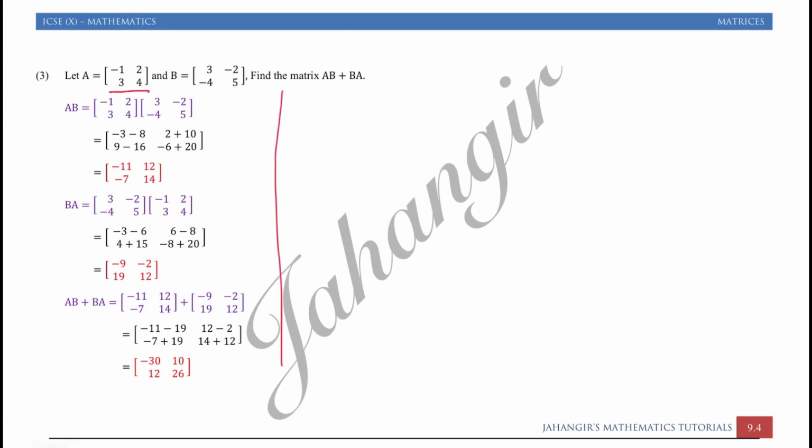Let A and B be given. Find the matrix AB plus BA. So here again you have to find AB. So I will write A is minus 1, 3, 2, 4 and B is 3, minus 4, minus 2, 5.